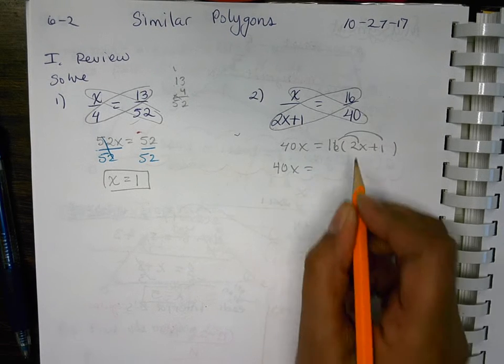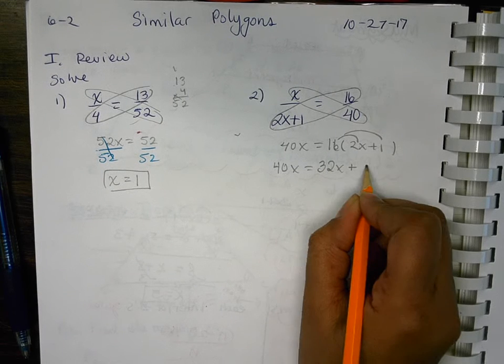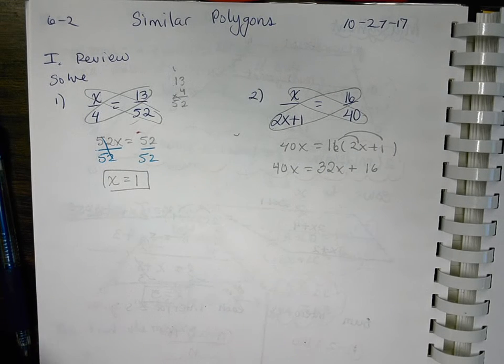40x equals what? 16 times 2? 32. 32x plus 1 or plus 16? Because 16 times 1, B-I-N-O-M-I-A-L. All right, and then we subtract what?